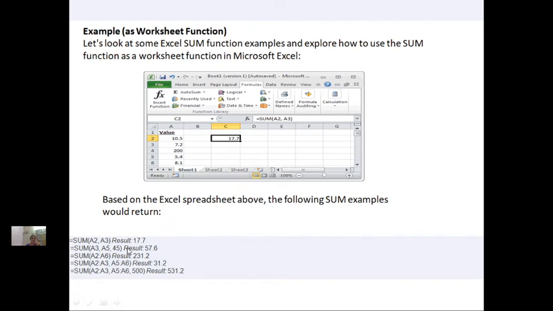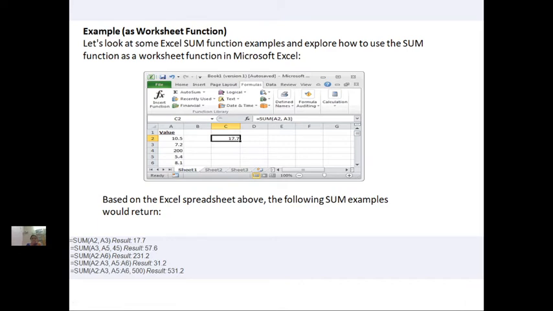The same is shown below. Here, see A3 comma A5 comma 45. What is happening? He is totaling the values present in A3, that is 7.2, the value present in A5, 5.4, plus 45. He is totaling all these values and getting the result. Output is 57.6. Then A2 to A6. In this example, he is totaling the values of A2 up to A6, and the result he is getting is 231.2.